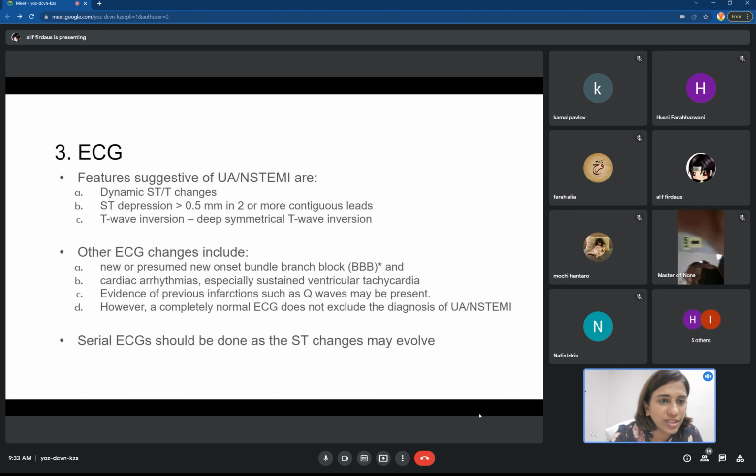Tak ada pula. Usni ada, Usni? Oh, Farah. Farah?